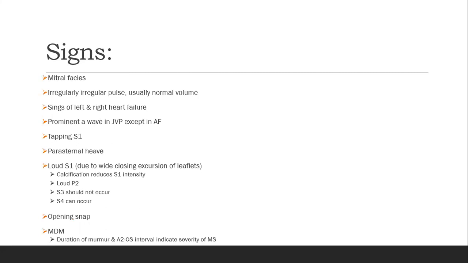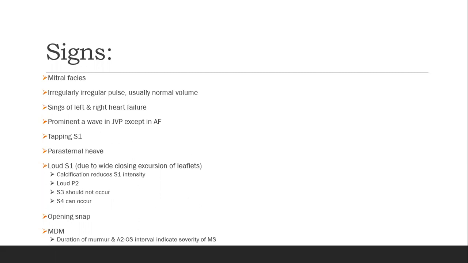Now again, a basic point about JVP. JVP is the pressure wave which is transmitted from the right atrium to the internal jugular vein. A wave, if you remember, is the wave caused due to contraction of the right atrium. I told you the right atrium contracts in the last 0.1 seconds of ventricular diastole. Here already the valve is stenosed, and now the atrium is contracting more to push the blood, so obviously that wave will be prominent. So the A wave is prominent in JVP, but once atrial fibrillation occurs, the atria cannot contract properly, so the A wave disappears. So a prominent A wave is a feature of mitral stenosis, but when atrial fibrillation occurs, the A wave disappears.